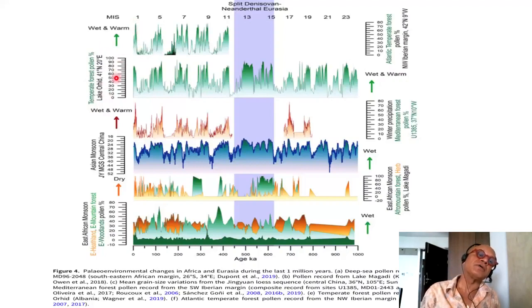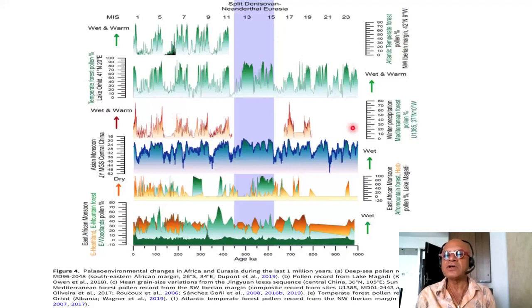So corresponding temperate forest pollen from Lake Ohrid at 41 north and 20 east. So you can see wet periods correspond to high pollen loading, vegetation booming, and dry cool periods correspond to reduced pollen. And obviously here you have also Antarctic temperatures being shown on this other side. So this period of Neanderthal Denisovan split is corresponding to a warm wet period in terms of pollen record, even though we don't have the Antarctic temperature record for the same period.